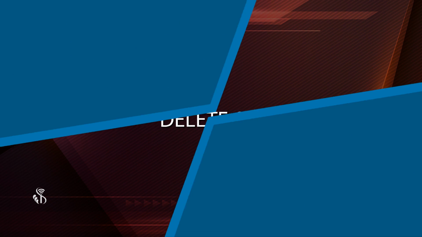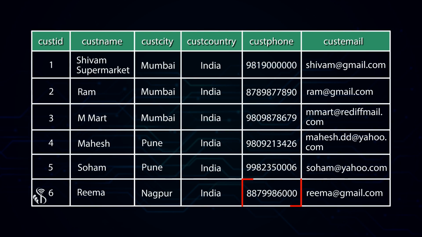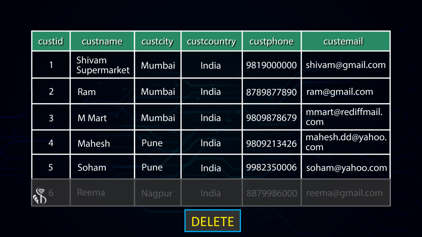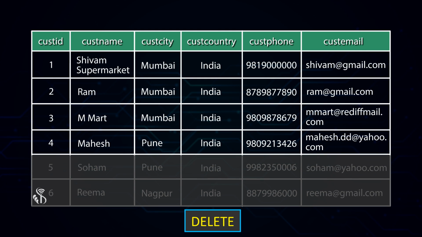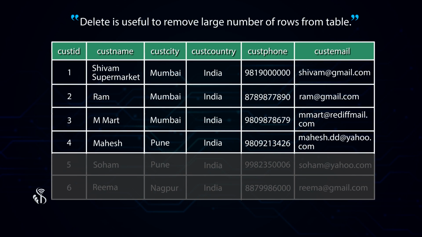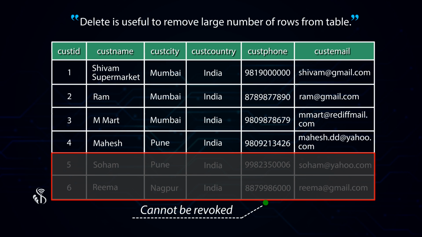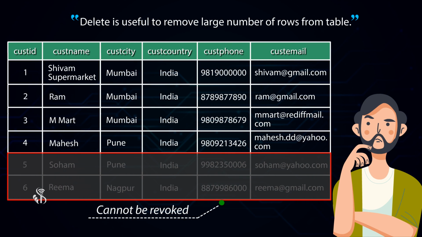Delete query. When certain data is no longer required in the table and we want to remove it, delete statement is used. Delete will remove entire row from the table. Delete command can delete more than one row in a single query. This is useful to remove large number of rows from the table. Once a row is deleted, it cannot be revoked. Hence, it is required to be extra cautious while deleting rows.